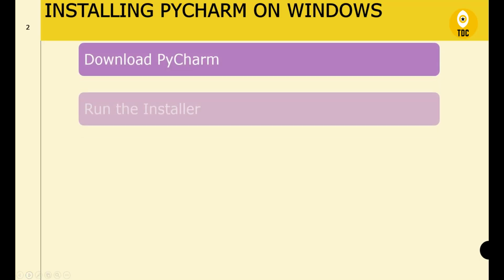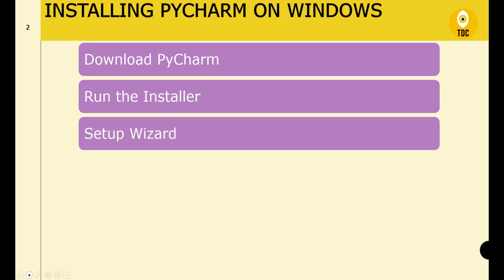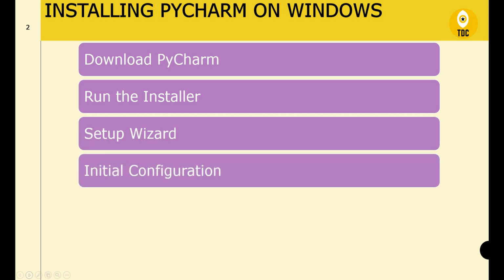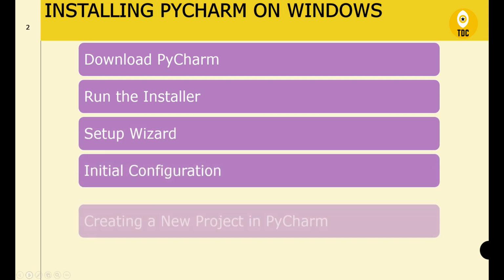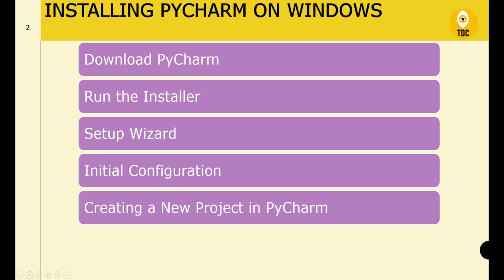Let's quickly see the steps to install PyCharm. First, you need to download PyCharm and run the installer, the setup wizard, and maybe do some initial configurations. Finally, we can see how to create a new project and run a small Python program to see how exactly a Python program is executed in the PyCharm IDE.